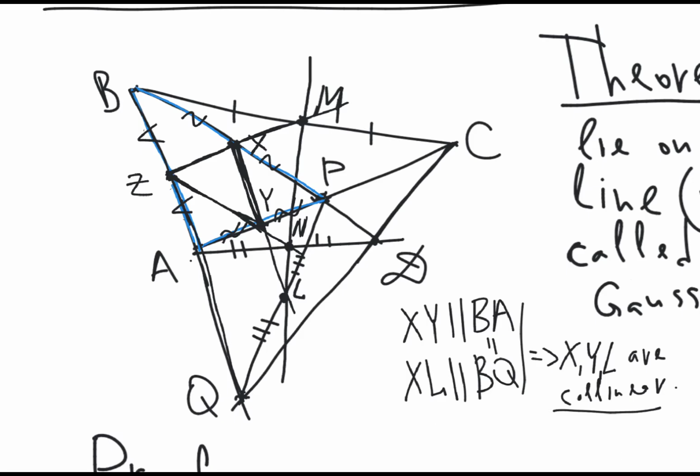Similarly, Z, X, and M are also collinear because ZX is parallel to AC. And the third line, ZY, is parallel to BP, and it passes through the midpoint of AD as well.